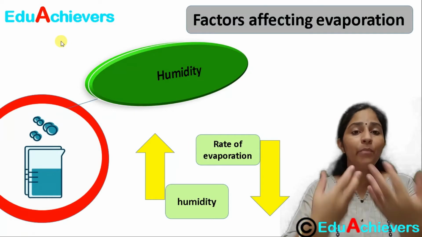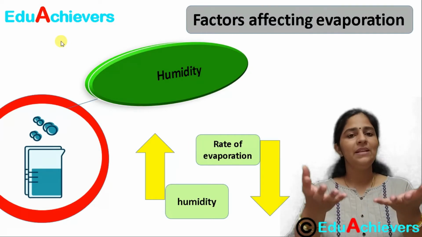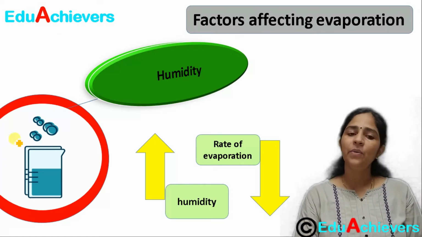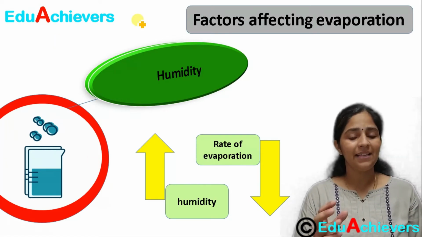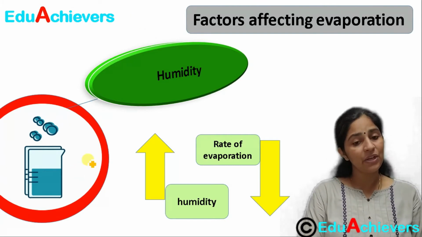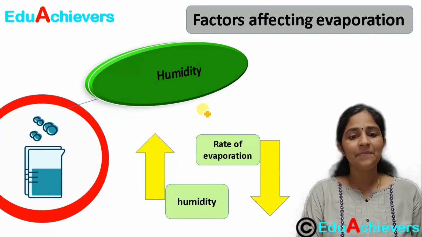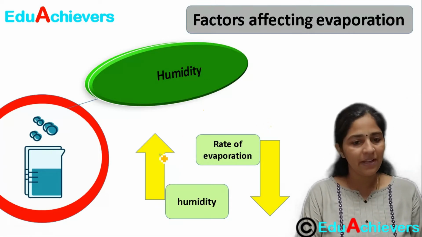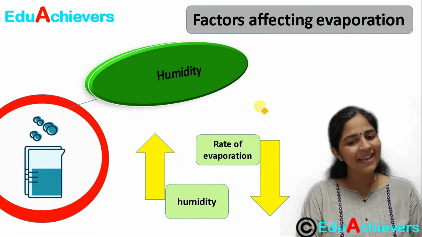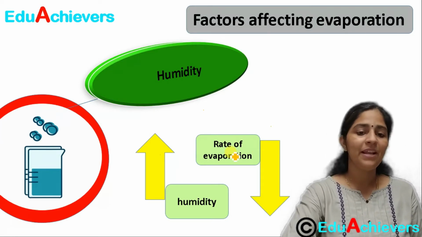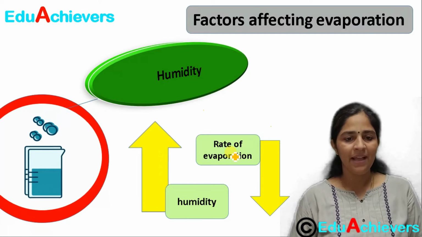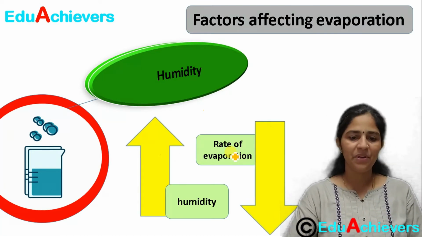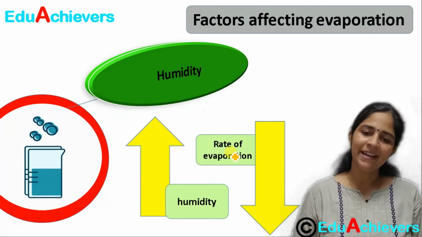So air doesn't take more water from the water bodies or any of the surfaces, and that's why humidity and rate of evaporation have an opposite relation. That means as the humidity increases, the rate of evaporation decreases. You can see here the relation between humidity and evaporation. As I've shown, as the humidity increases, the rate of evaporation decreases.